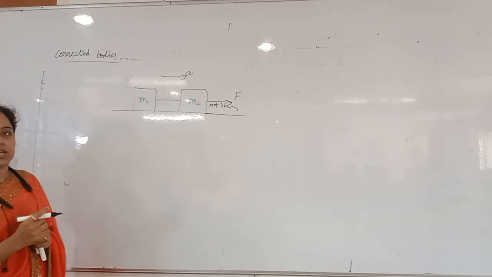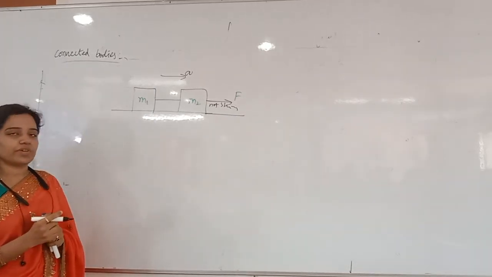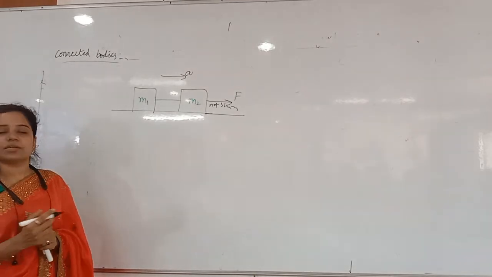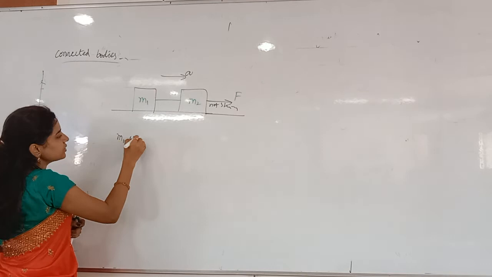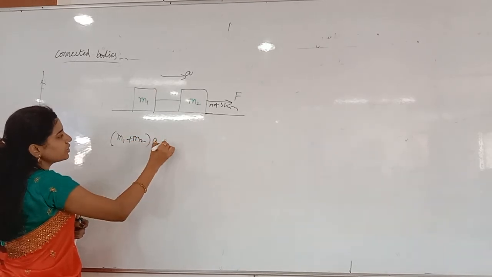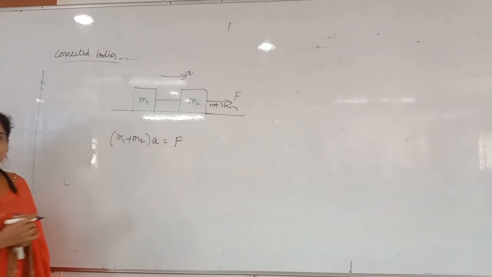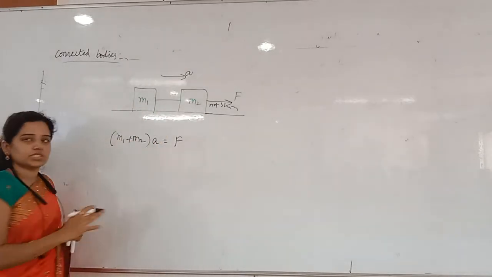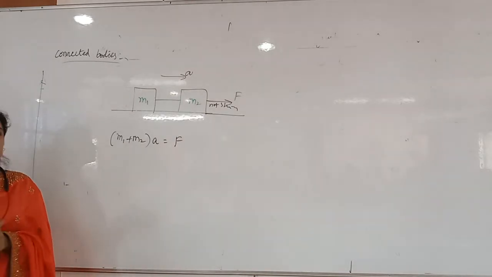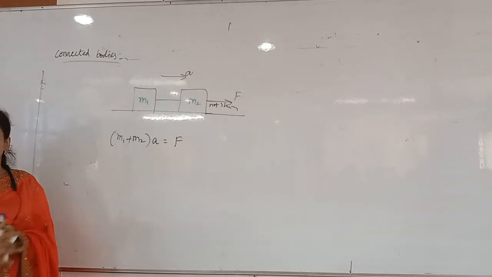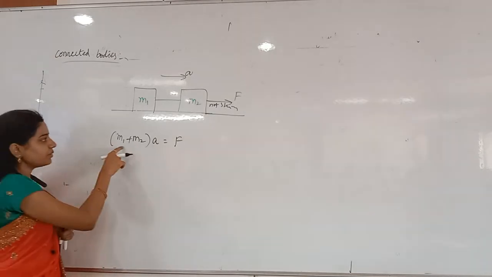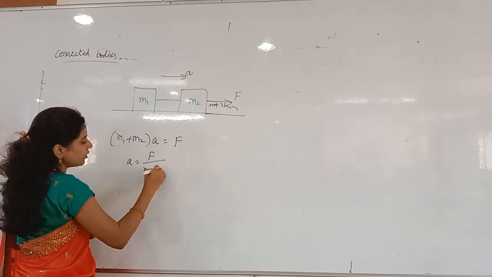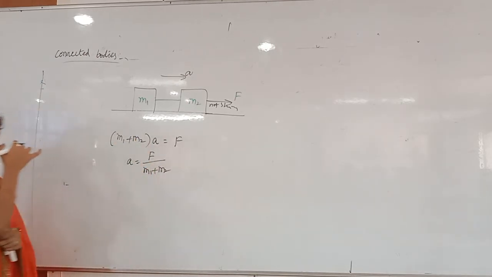Now I have to find the acceleration. Since both move together, the total mass (m1 + m2) into acceleration a is equal to F. Of course, vertically it is in equilibrium: N = m1g, N = m2g. That is not necessary now for us, because we are studying only the horizontal direction. So (m1 + m2)a = F, then a = F/(m1 + m2). This is very easy.